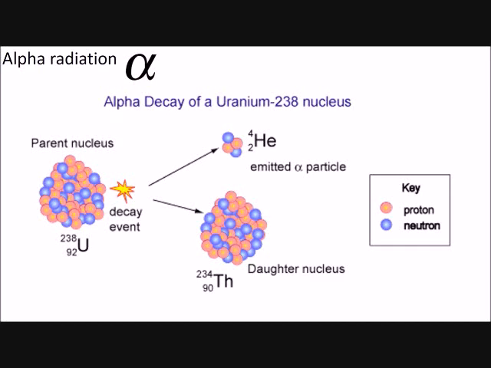Now look at the daughter nucleus. The total mass has changed. What's happened? It's gone from 238 down to 234. So the relative atomic mass has gone down by 4 because it's lost 4 bits. The proton number has gone down by 2 because it's lost 2 protons. So it's changed from uranium to thorium. And that's what happens when you get alpha decay.